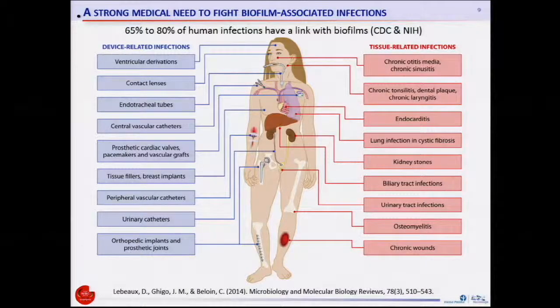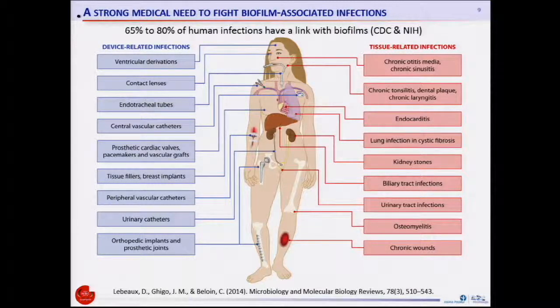So maybe now you know that biofilms in the human clinic come in two flavors. One is what we call tissue-related infections, and then they can also cause device-related infections. In red here, you have the diseases that we have identified that are linked to the presence of a biofilm. And on the left side, these are all the device-related infections that have been detected so far.